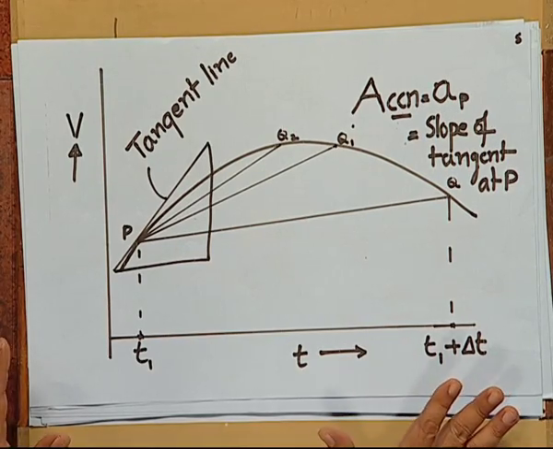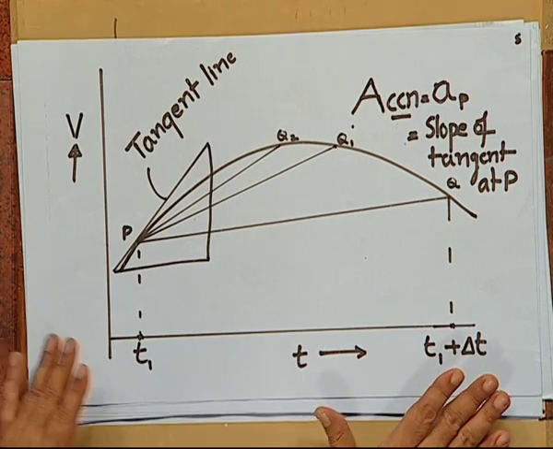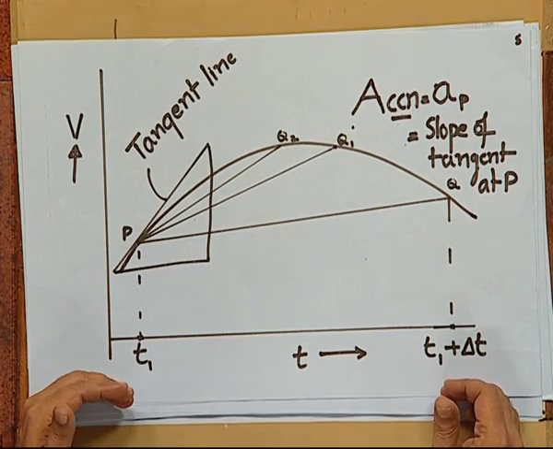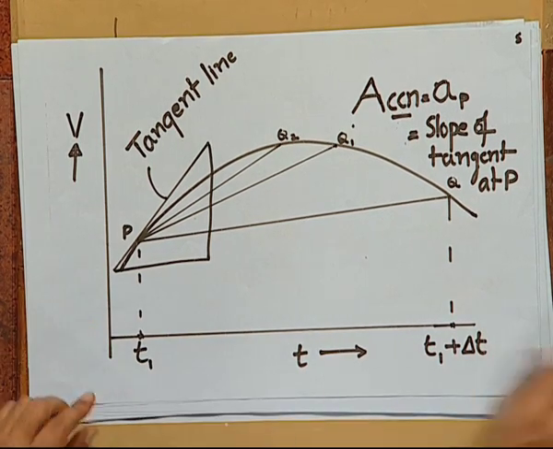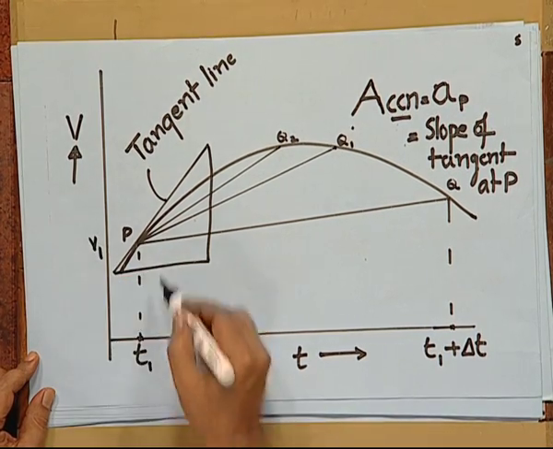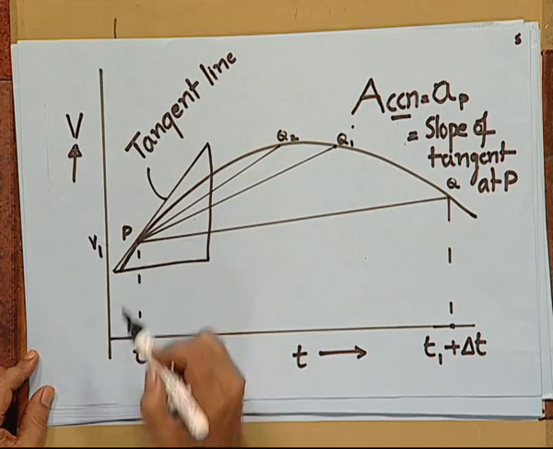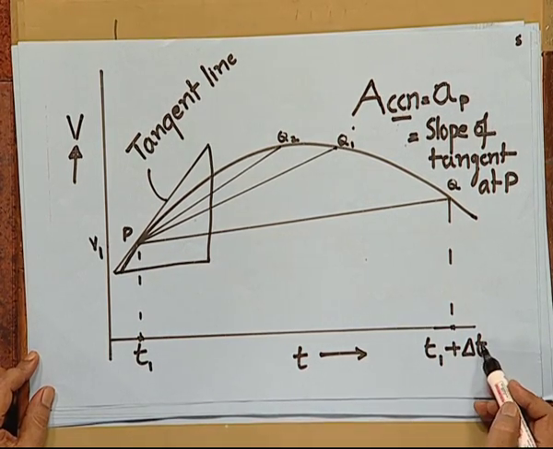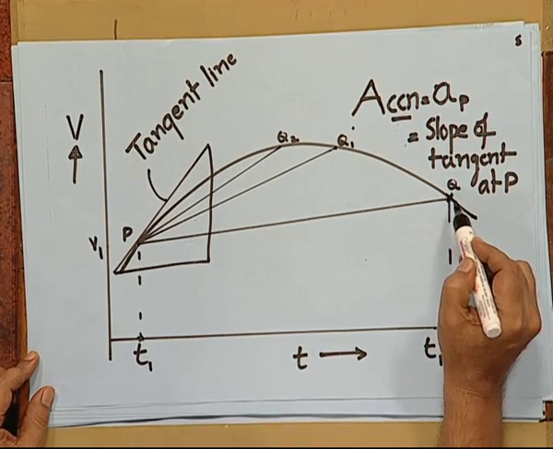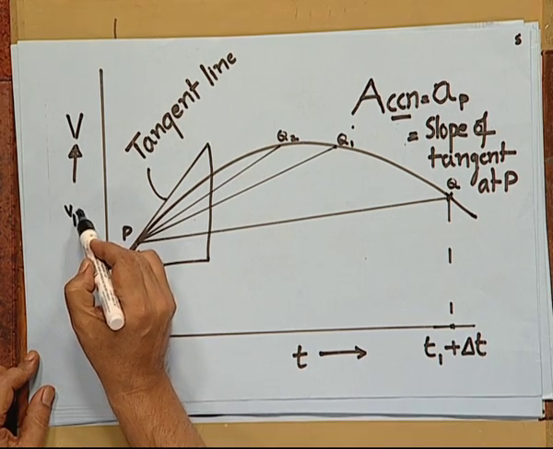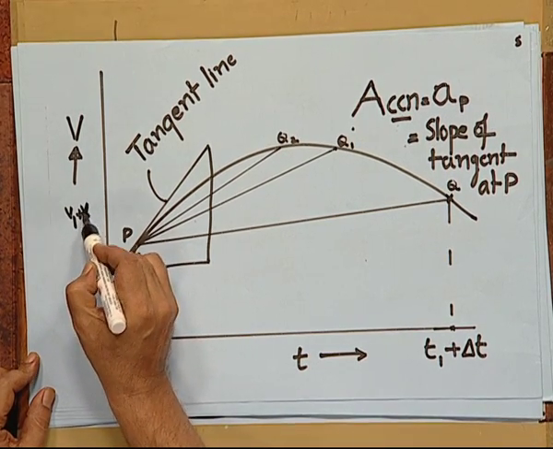Now, look at this graph where the velocity has been plotted as a function of time for very small intervals of time. The object has velocity v1 at time t1, which is indicated as point P. The velocity at time t1 plus delta t is indicated at point Q, corresponding to a value v1 plus delta v1.